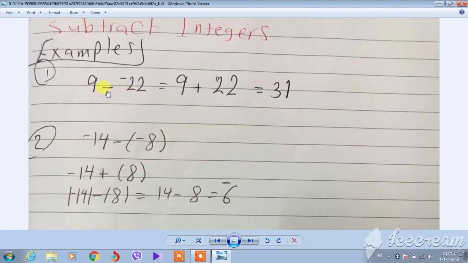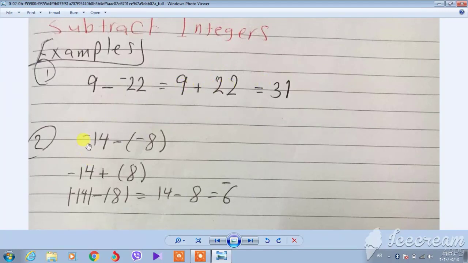In subtraction, the first step is to change the subtraction to addition. After that we take the opposite of the second number. We have negative 22, change to positive 22, student. We write 9, change minus to plus, and the opposite of the second number is positive 22. After that 9 plus 22 equals 31.